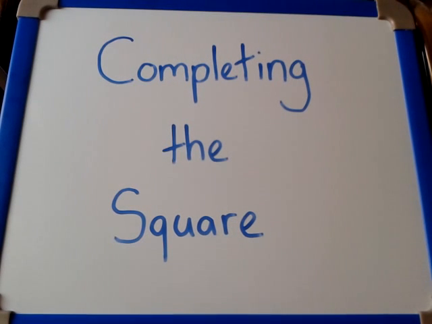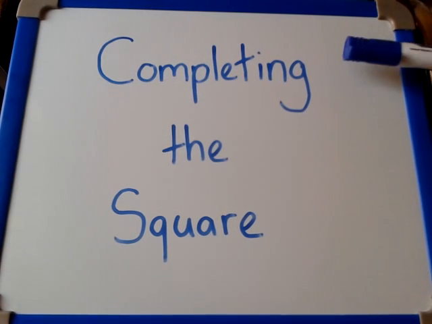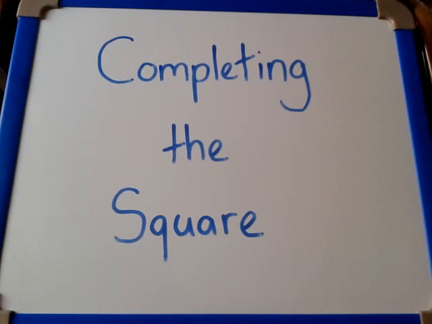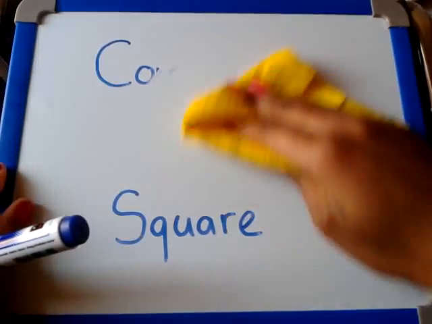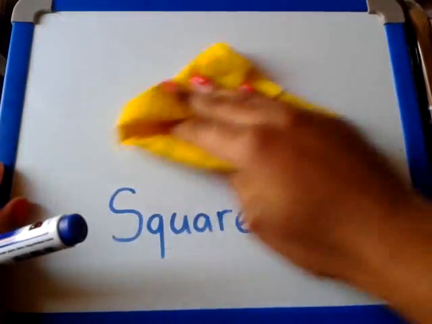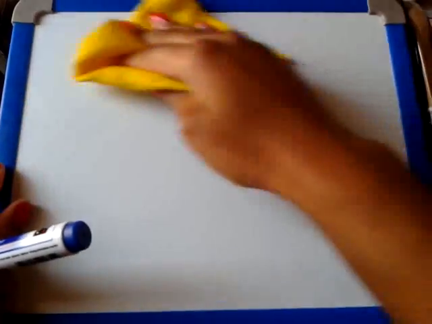Hey guys, so in this video we're going to take a look at a method called completing the square. This method is used to solve quadratic equations. Now there are other ways of solving quadratic equations. We can use factorizing. We can also use the quadratic formula. If you like, I can go through those methods in other videos. But in this video we're going to focus on completing the square.